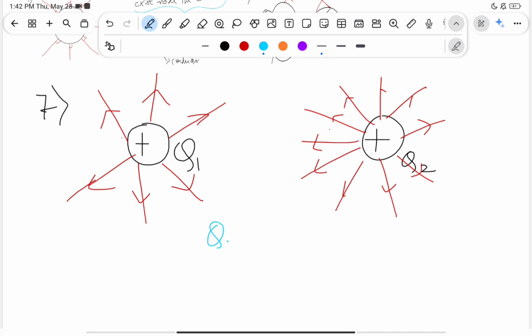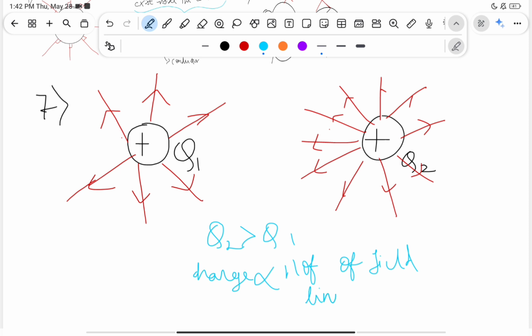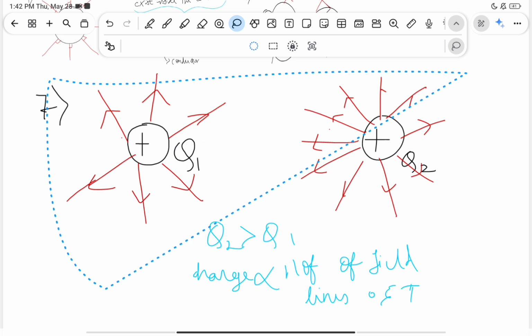Why is Q2 greater than Q1? Because of the seventh property, that is, charge is directly proportional to the number of field lines originating or terminating. Is this clear? This is a very important thing.